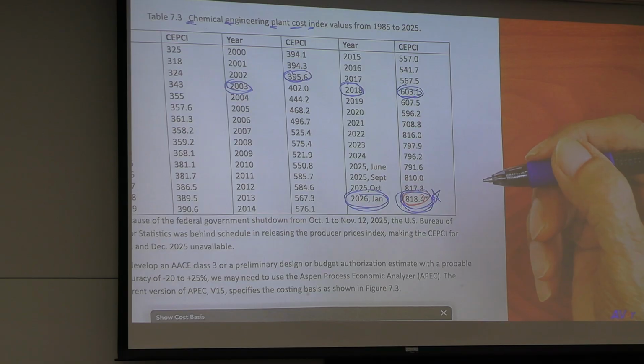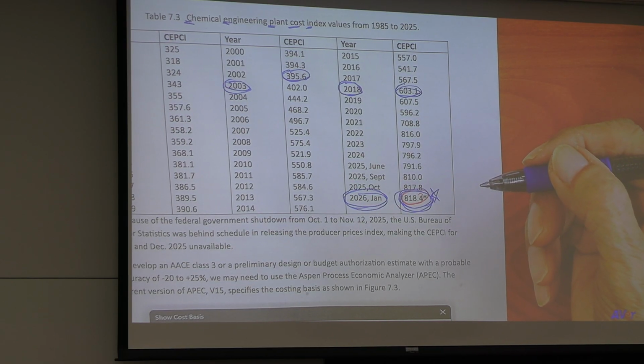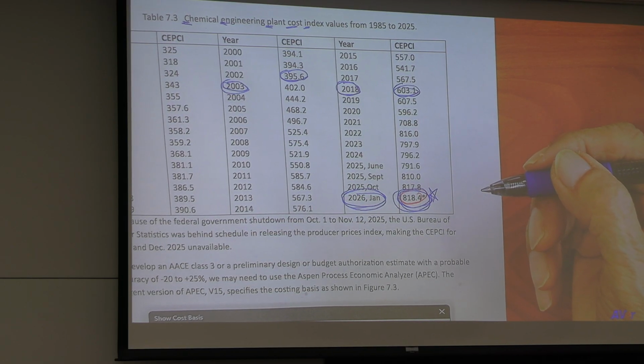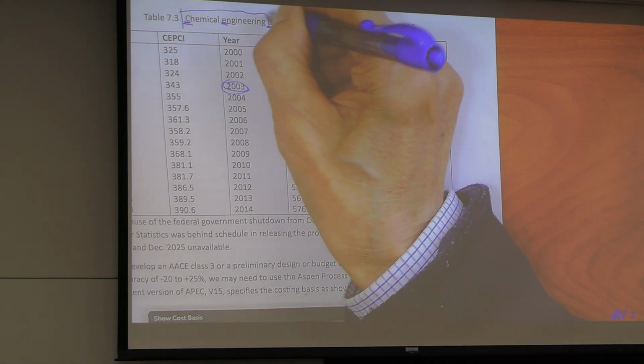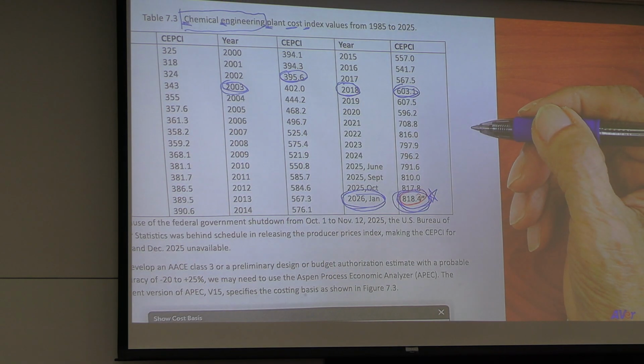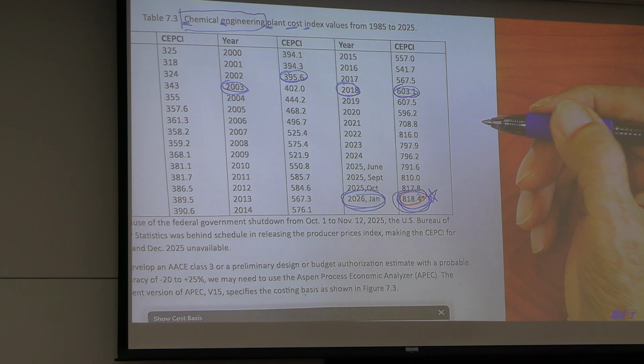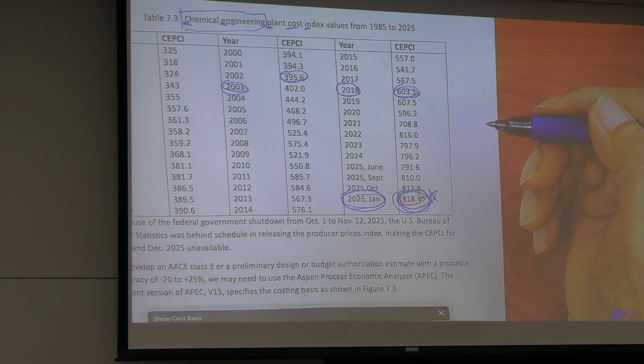How do you get this number? You want to know the cost index number? Email me. I get a free subscription for Chemical Engineering Magazine. I can get on their website to steal all the secrets.